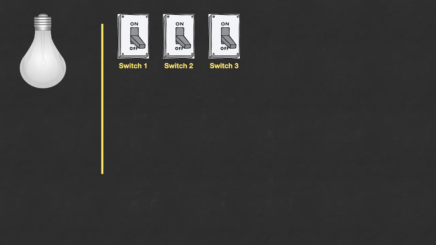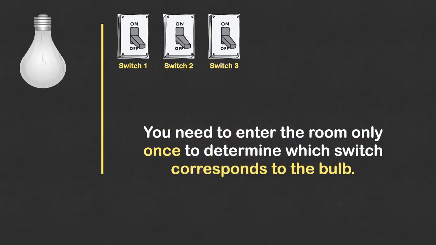Let me explain the solution now. As I have already told, this 3 switches and 1 bulb puzzle is a very famous interview puzzle. The answer to this puzzle is 1. You need to enter the room only once to determine which switch corresponds to the bulb. Let me explain the solution in detail.